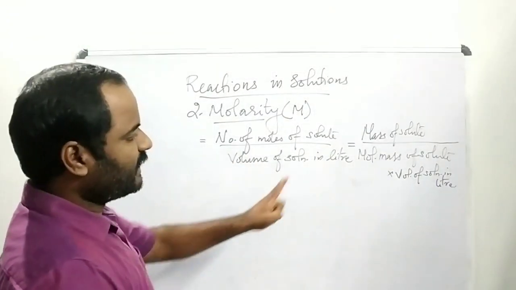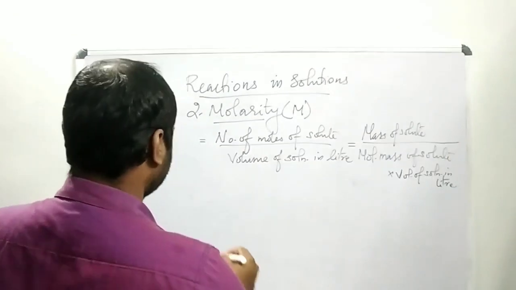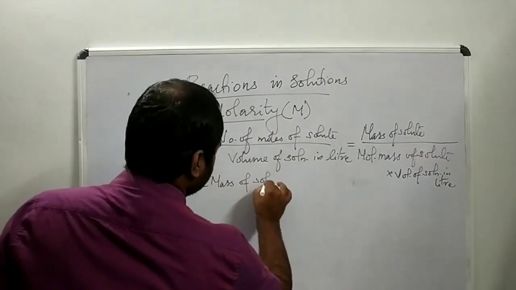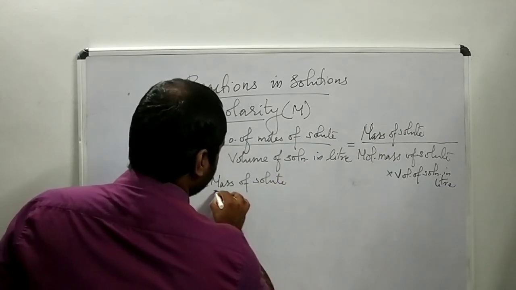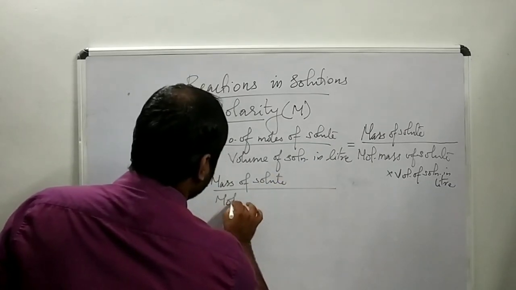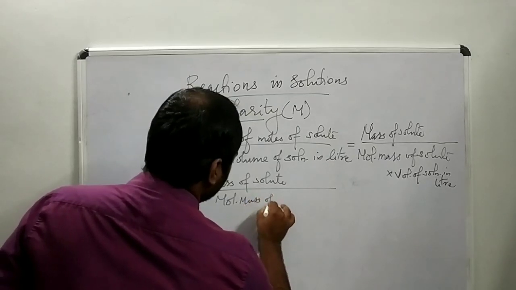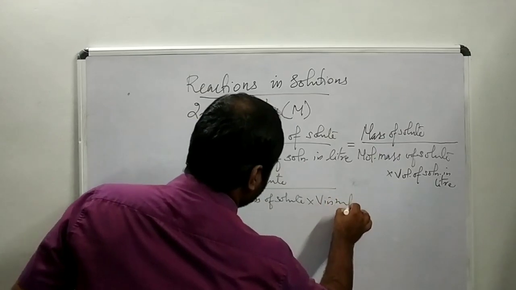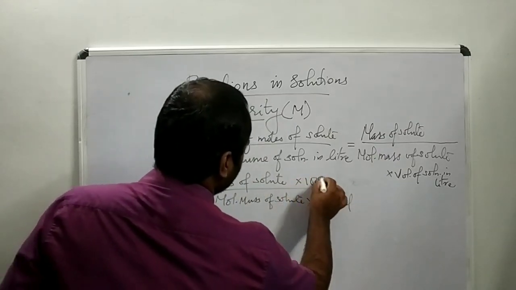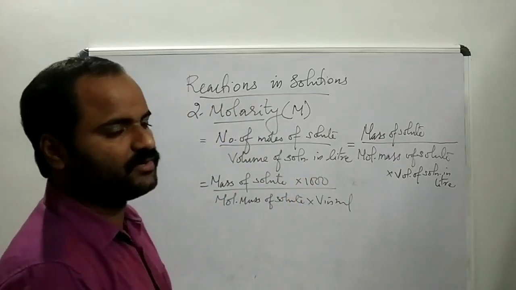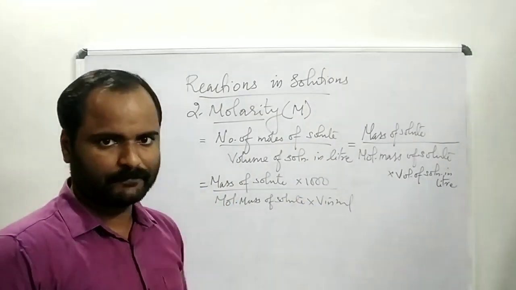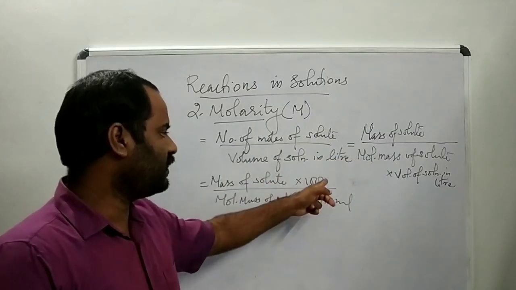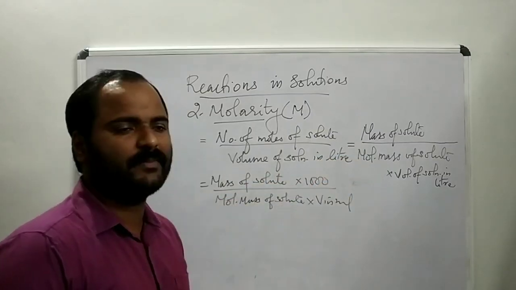Okay, now we can convert this liter into ml. We get mass of solute divided by molecular mass of solute into volume in ml. So it is now converted to ml, so you have to multiply by 1000. Clear? It was liter, now it is in ml, so you have to multiply by 1000.